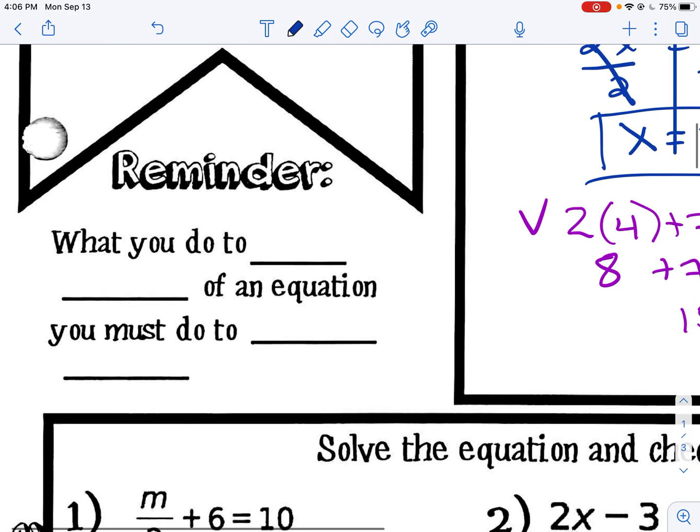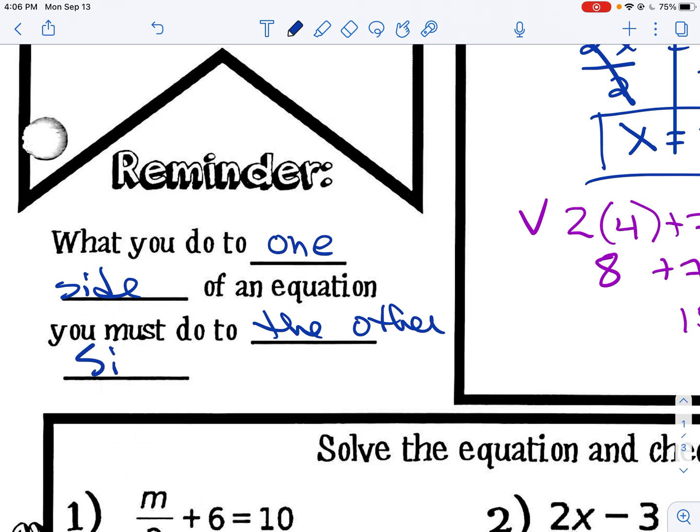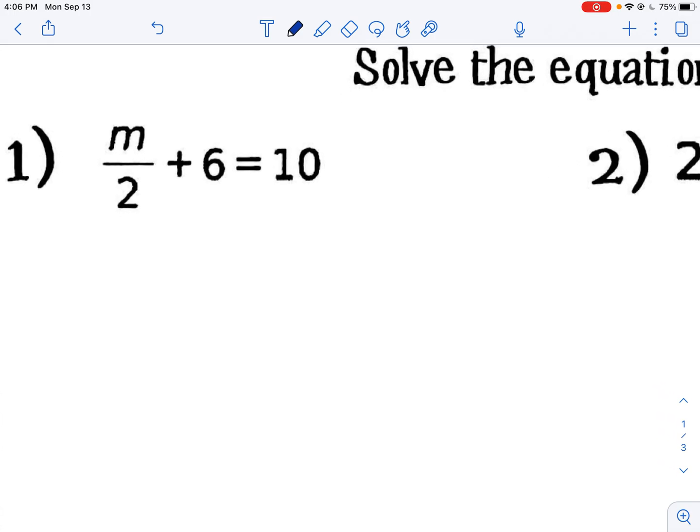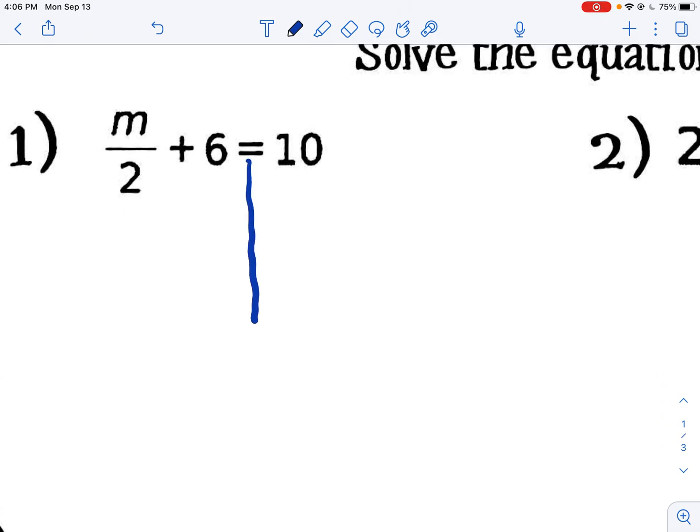Okay. What you do to one side of an equation, you must do to the other side. Sorry, I didn't know that was there. So here we go. I'll draw this down. I get rid of addition or subtraction first, so I have to get rid of this first. So the opposite of adding 6 would be subtracting 6. So I do that to both sides of the equal sign. I get equals 4.